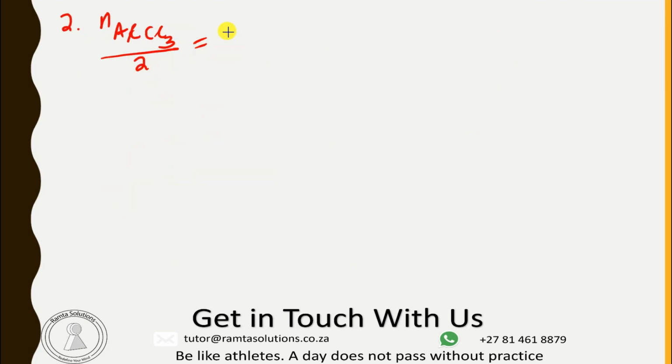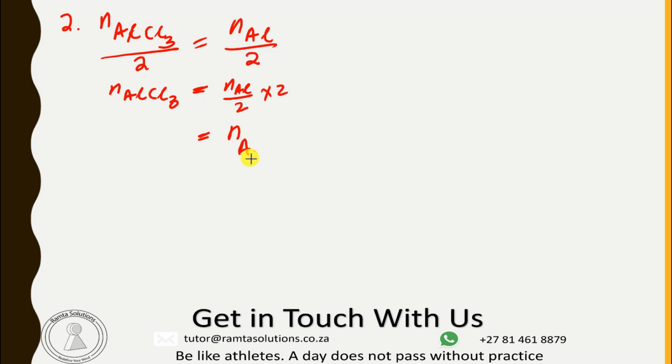It was 2 over the number of moles of aluminium over its coefficient, which was also 2. So when I look at this, the number of moles of aluminum trichloride is equal to number of moles of aluminum over 2 multiplied by 2. This is basically equal to number of moles of aluminum, right? So the number of moles of aluminum trichloride is 6 moles.